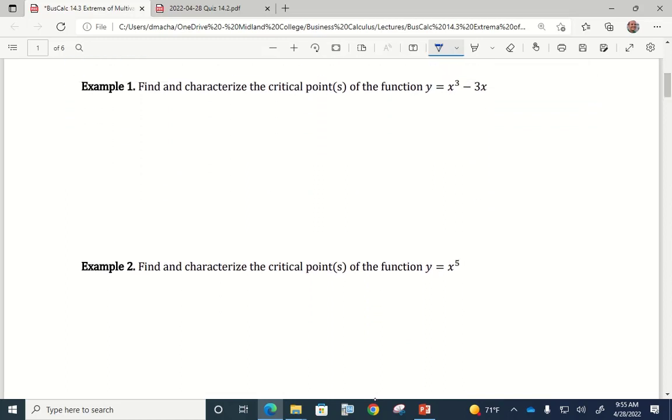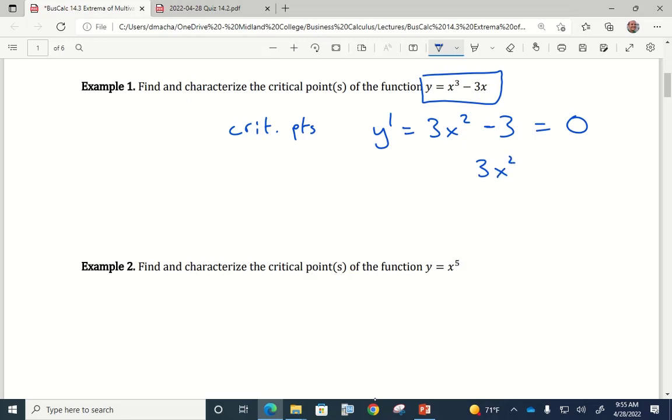So example 1 says find and characterize the critical points of the function y equals x cubed minus 3x. Critical points are where I find the first derivative and then I set it equal to 0. So it's going to be 3x squared minus 3 as my derivative. And then if I set this equal to 0, then I can solve for x.